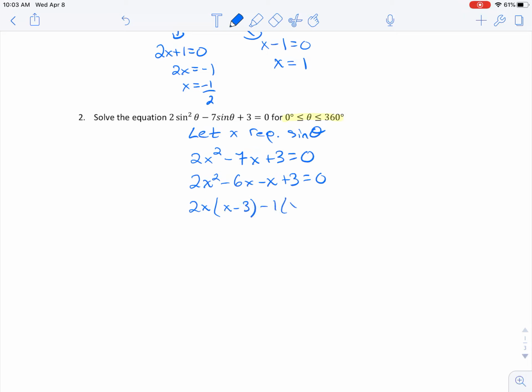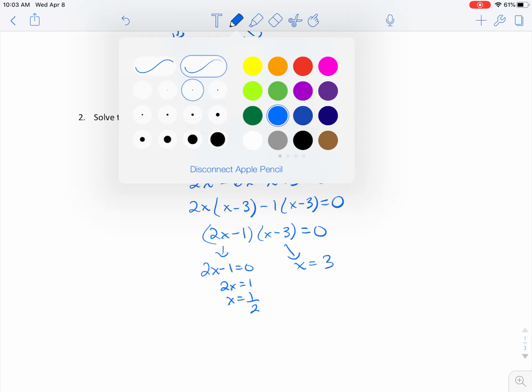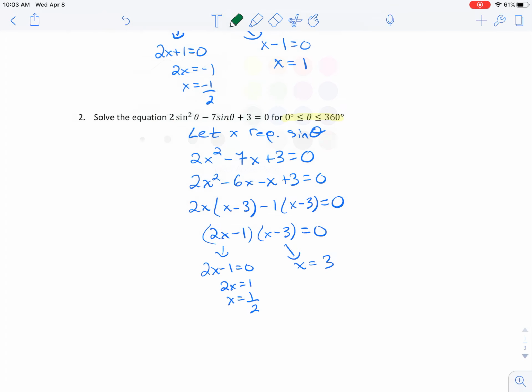Let me go through this process. So I end up with 2x minus 1 and x minus 3. I still need to solve it, and I'm going to solve it in the form where I have it as x, because I think that's easiest. So I have 2x minus 1 equals 0, so 2x equals 1, or x equals +1/2. And then this one is x equals 3, obviously.